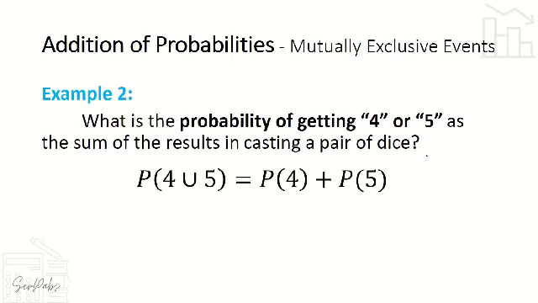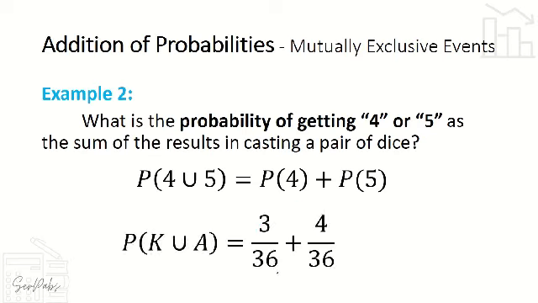So let's go back to our problem. The probability of 4 to appear is 3 over 36, while the probability of 5 to appear is 4 over 36. And then, add 3 plus 4 is equal to 7 over 36. So therefore, the probability of getting 4 or 5 as a sum in casting a pair of dice is 7 over 36.